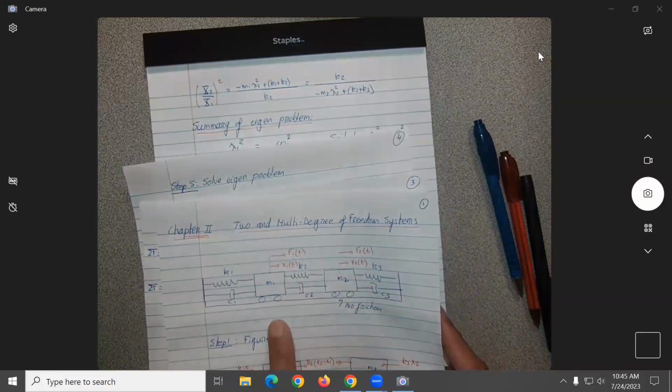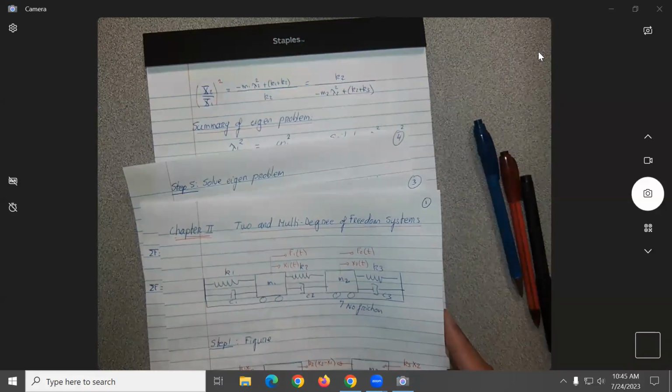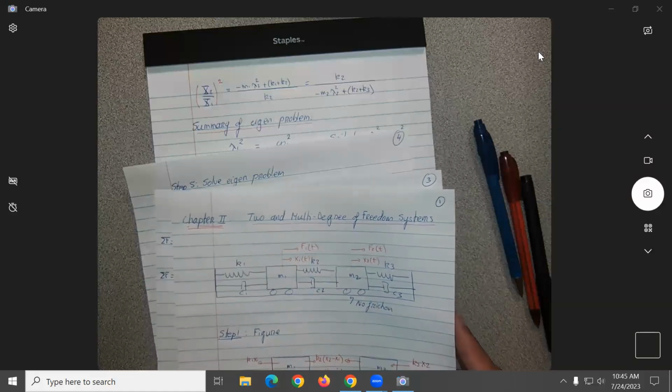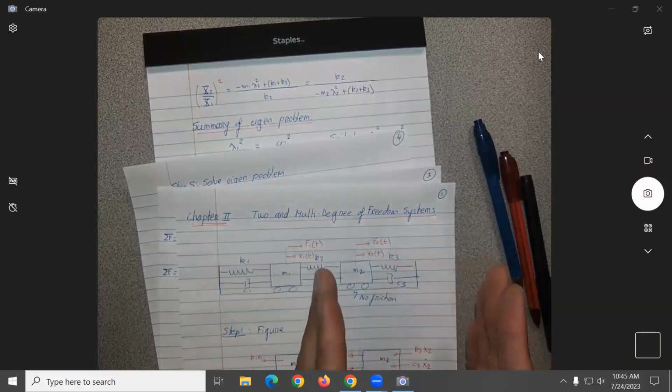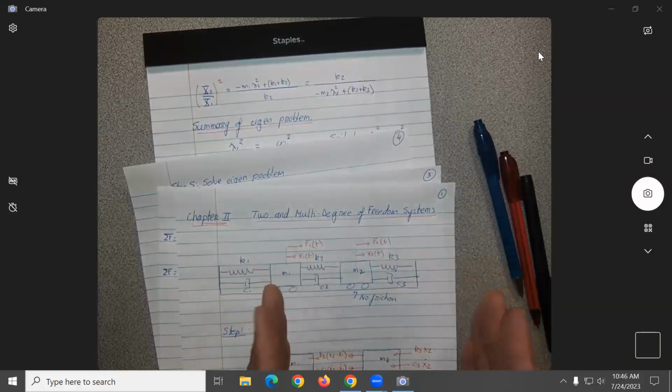So if X2 over X1, the ratio, is equal to 1, what does that mean? It means that when one is moving 1 unit to the right, the other one is going to be moving 1 unit to the right, no? Yes? Does that make sense? So that we call eigenvector or mode shape.